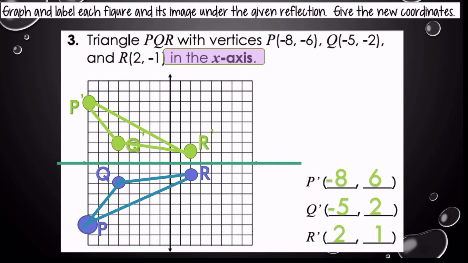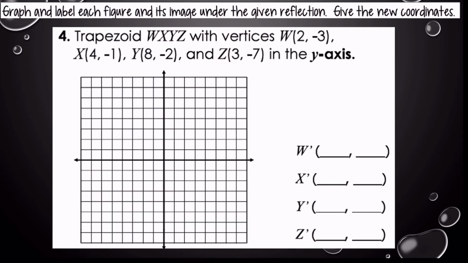If you need to pause or rewind, do that now, because we're going to try a trapezoid this time. Let's take a look at our trapezoid. We have W, X, Y, and Z here, okay? So I formed a trapezoid, but where am I reflecting this? My line of reflection is the y-axis. So it would help if you took a highlighter and highlighted your y-axis, okay?